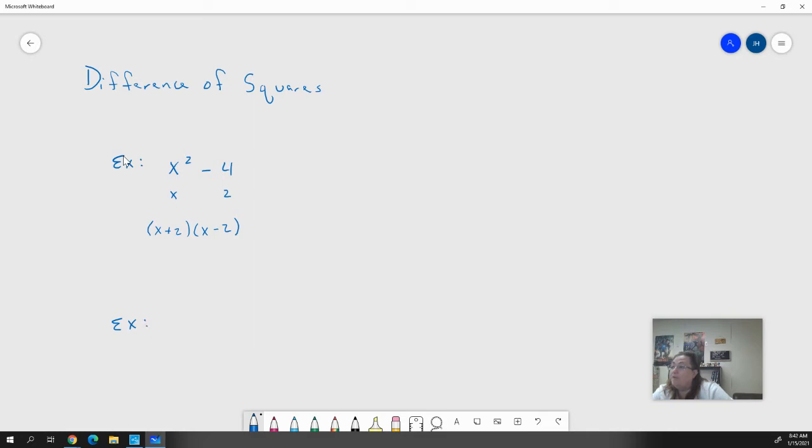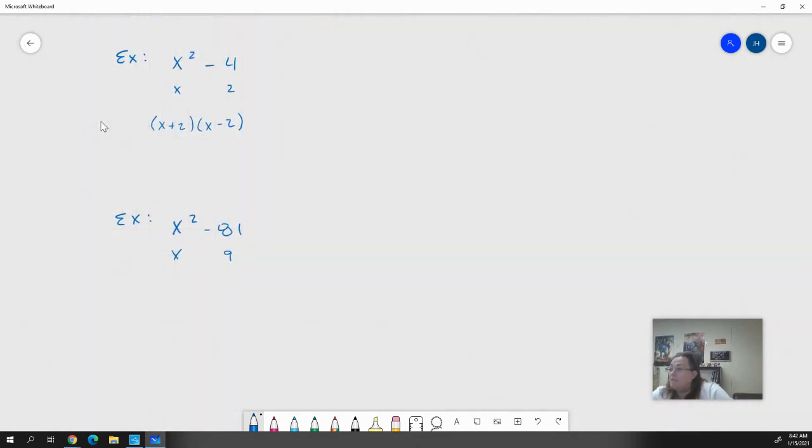So if I have x squared minus 81, well, I know that this is x times x and this is 9 times 9. So I can go ahead and write this as x minus 9 times x plus 9. Doesn't matter which order I put them in. I just know that one is negative and one is positive.